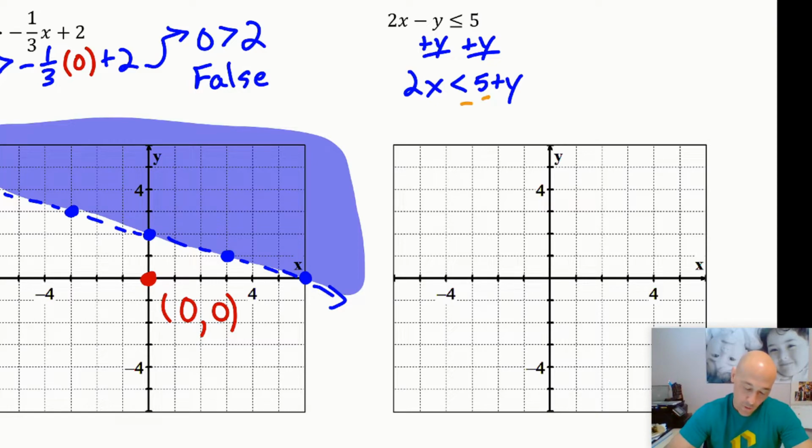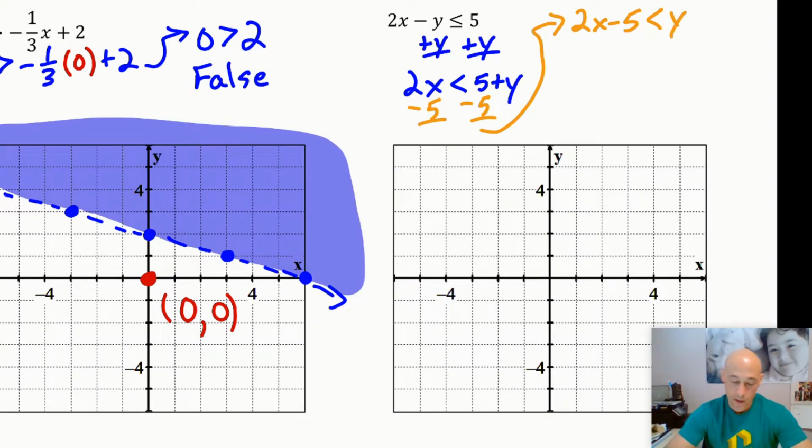Now I need to subtract 5 from both sides. And when I do that, I get 2x minus 5 is less than y. Now, this is kind of backwards. We wanted it like y equals mx plus b, but our y is on the right side here instead of on the left side. That's okay. We can just completely switch it around.